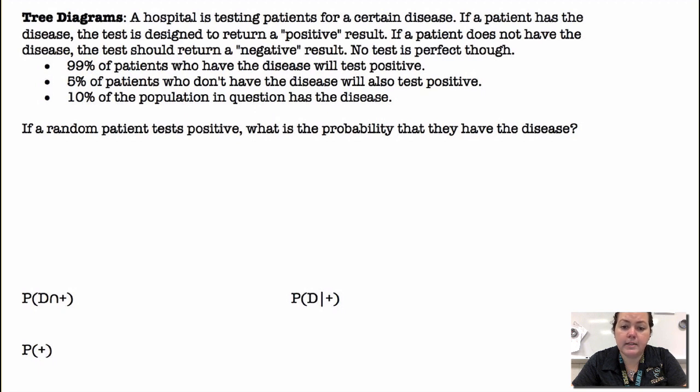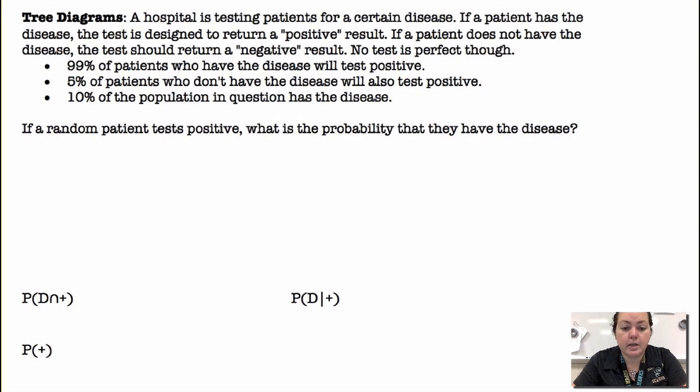All right, tree diagram. A hospital is testing patients for a certain disease. If the patient has the disease, the test is designed to return a positive result. If the patient does not have the disease, the test should return a negative result. No test is perfect. 99% of patients who have the disease will test positive. 5% of patients who don't have the disease will also test positive. 10% of the population in question has the disease. If a random patient tests positive, what is the probability that they have the disease?